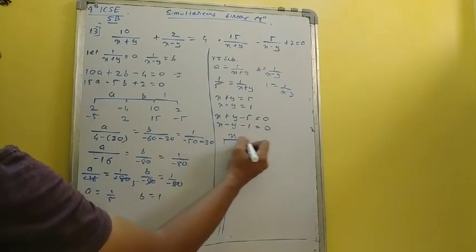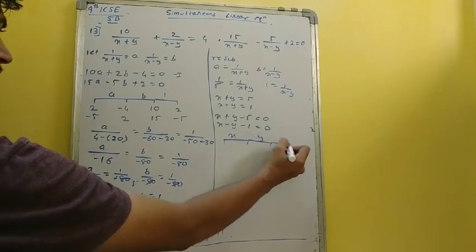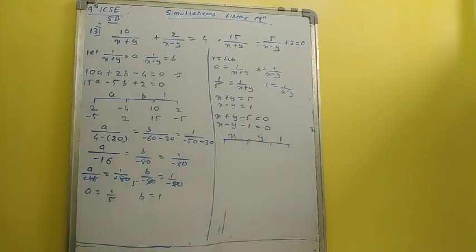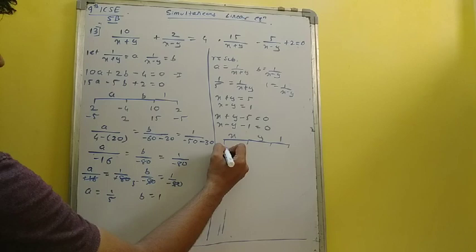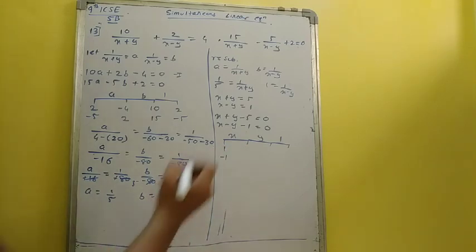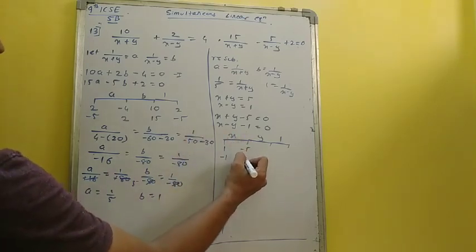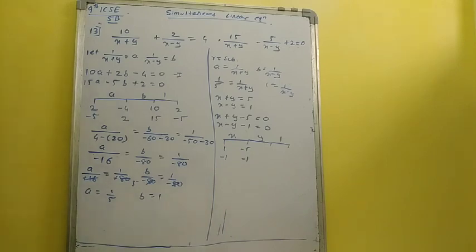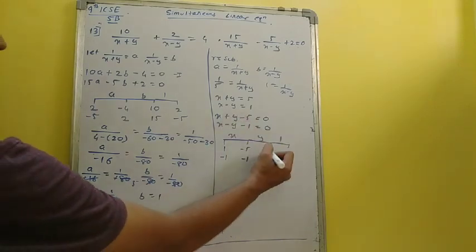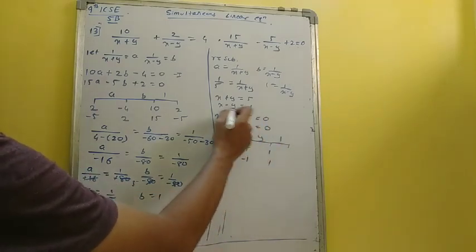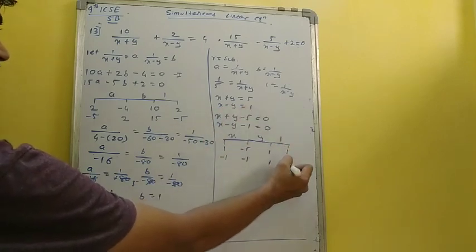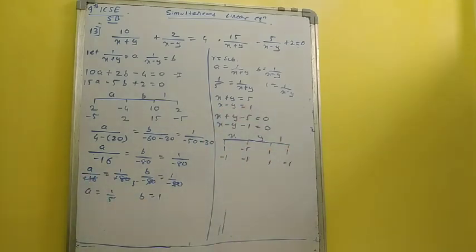So for x, for y and for constant. For x I will write y terms plus and minus 1 and minus 5 and minus 1. For y, constant and x, that is 1 1, and for constant 1 1 and 1 and minus 1. So what is the value of x then?